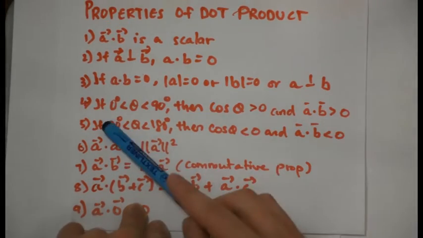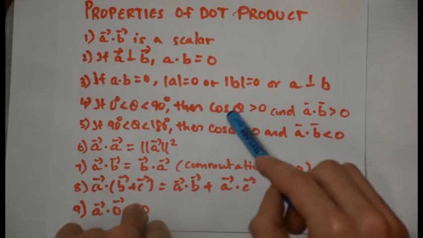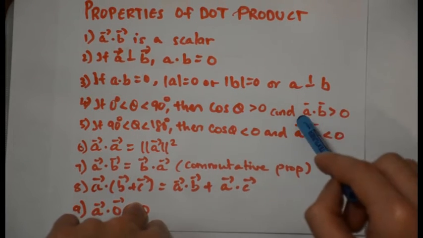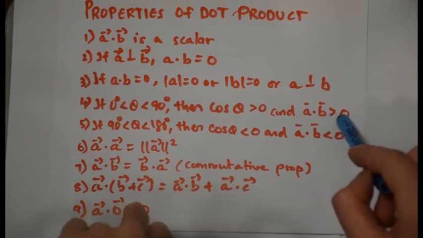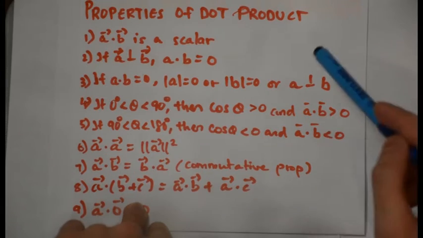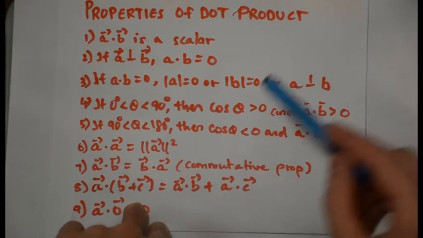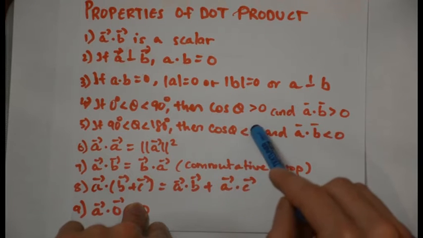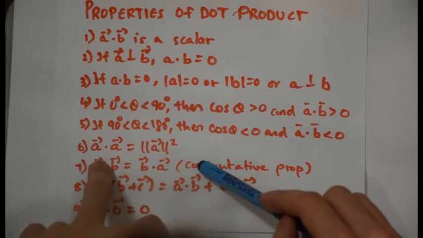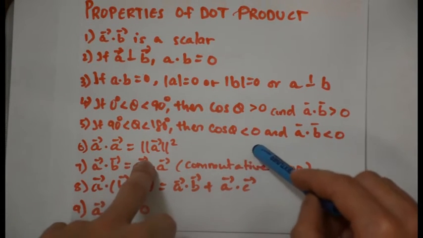Fourth, if the angle is in between 0 and 90 degrees, then the cos is going to be bigger than 0, which also means that a dot b is going to be bigger than 0. If the angle is in between 90 and 180, the cos of the angle is going to be less than 0, and the dot product is going to be less than 0 as well. If you dot the vector by itself, the magnitude of it is going to be squared.